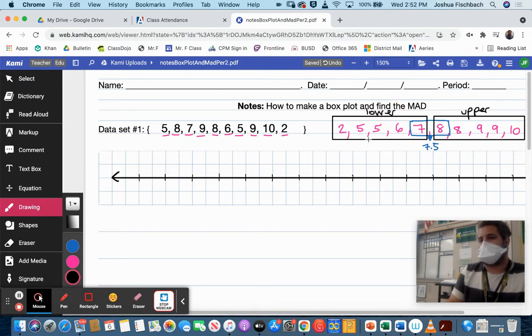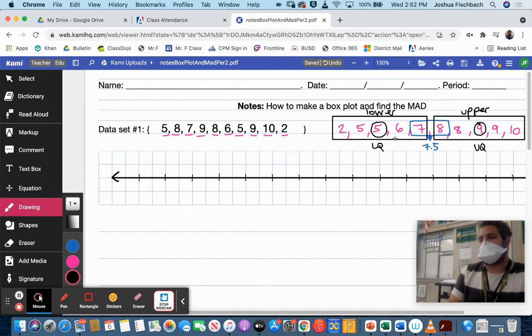Once you have your upper and lower section, you can look for your quartiles. Your quartiles are the medians of the upper and lower section. So in this case, with this upper section, you have a true median of 9. So that is what we call the upper quartile. So I'm going to put UQ underneath it. Okay, in the lower section, you have a true median of 5. That is what we call the lower quartile, or LQ.